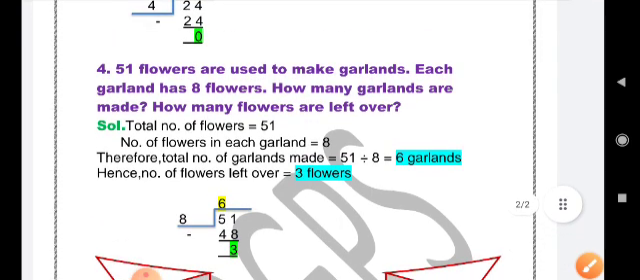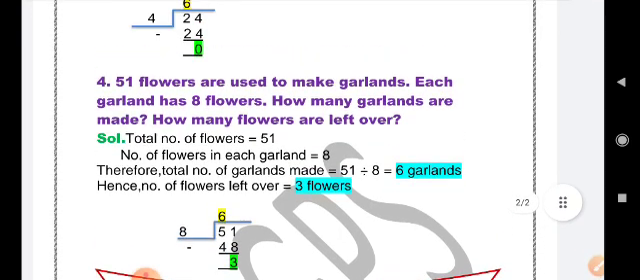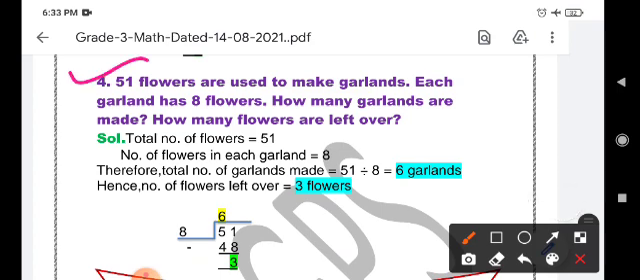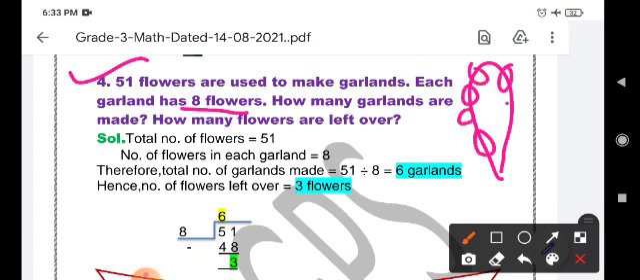Come to question 4. 51 flowers are used to make garlands. Each garland has 8 flowers. So for example, this is a garland. 1, 2, 3, 4, 5, 6, 7, 8 flowers it's having. Okay. How many flowers do we have? 51. So from these 51 flowers, how many garlands can we make and how many are left over?